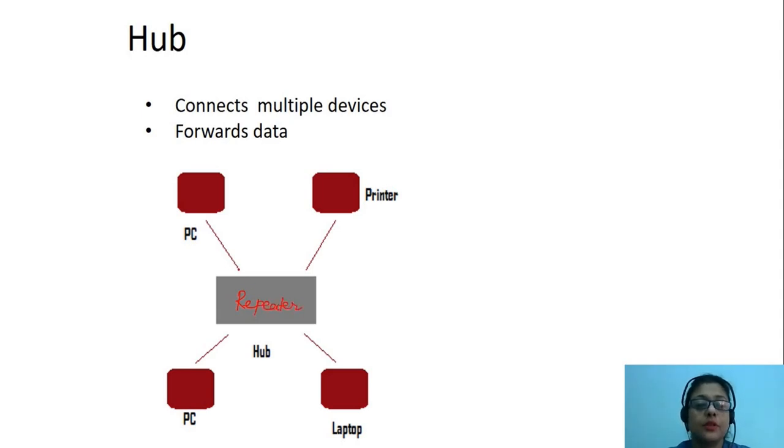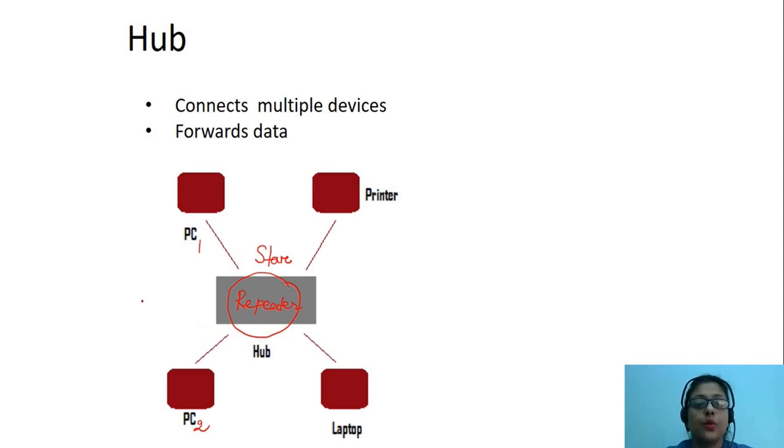So these PCs, printer, laptop and another PC, let's say this is PC1, this is PC2, this is one printer and this is a laptop. They are connected to this hub, and this is having a star connection. A star connection is one where a single device is at the central point and to it all the other devices are connected through wire. It is used to forward the packet.